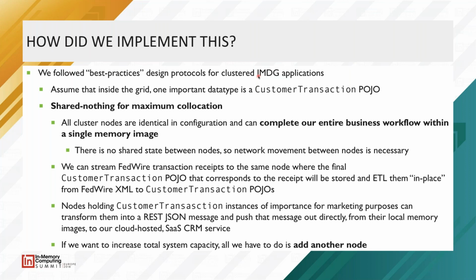You know, we can do the ETL in the same node where the POJO will ultimately reside. You see this as this kind of fourth major point down here. We can stream the Fedwire transaction receipts directly to the same node where the final customer transaction POJO that corresponds to the receipt will be stored. We can push REST JSON messages directly from processes in the nodes or services in the nodes to our cloud CRM system. And if we want to increase total system capacity, all we have to do is add another node. I mean, it's pretty amazing.